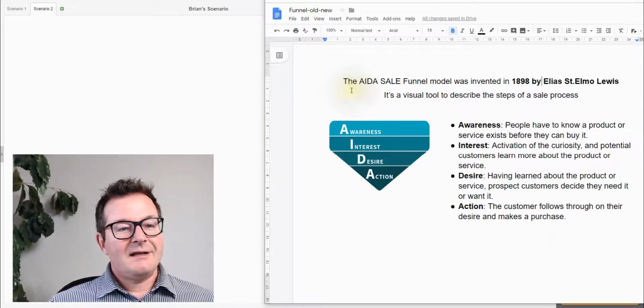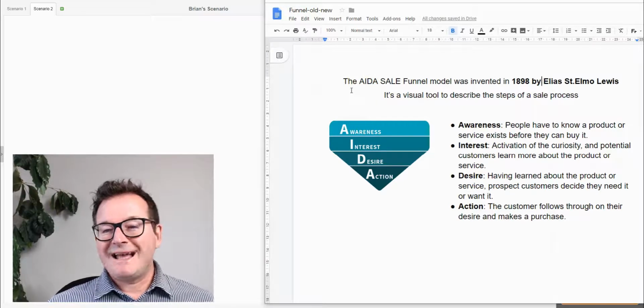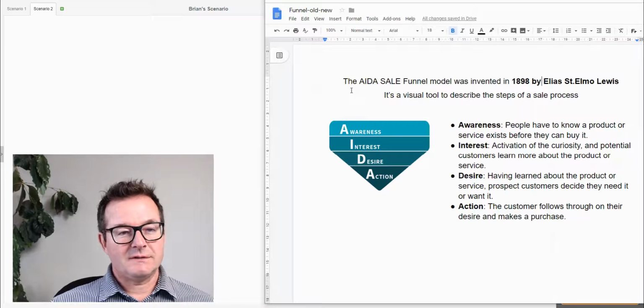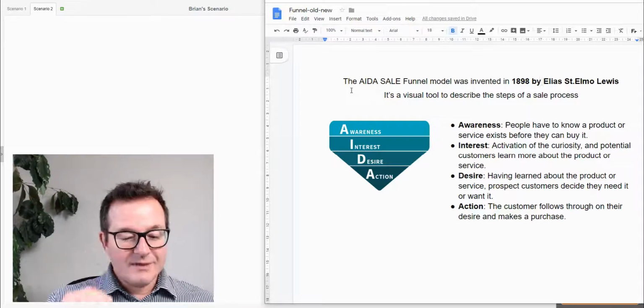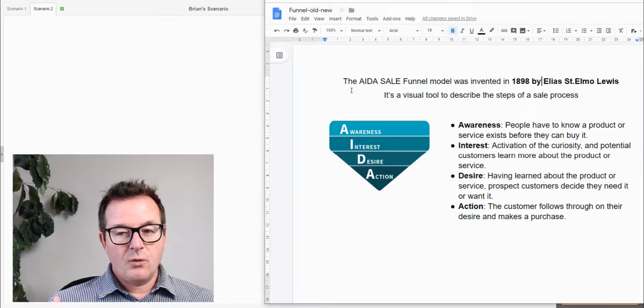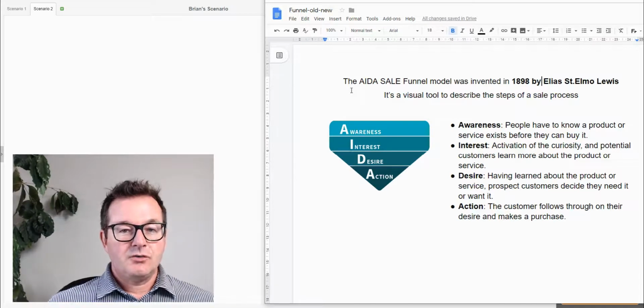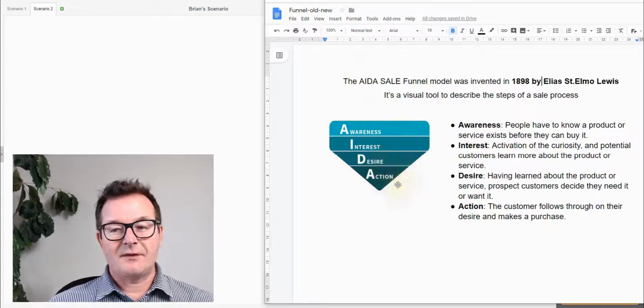The AIDA sales funnel model was invented in 1898 by Elias St. Elmo Lewis. Okay? It's just a visual aid to help salespeople visualize all the actions they need to take to make a sale to a client. And it's still working. It's a very amazing tool. It's simple. It's like that. That's why we call it a funnel.